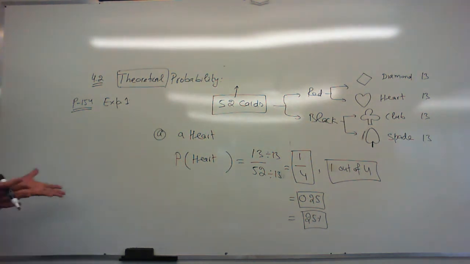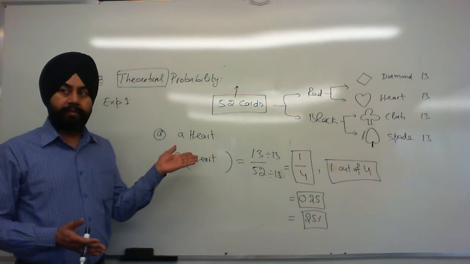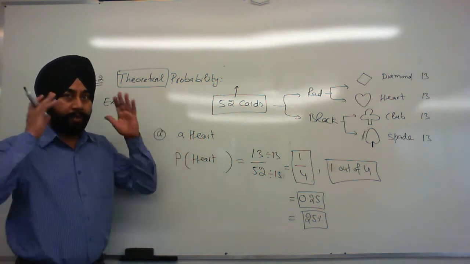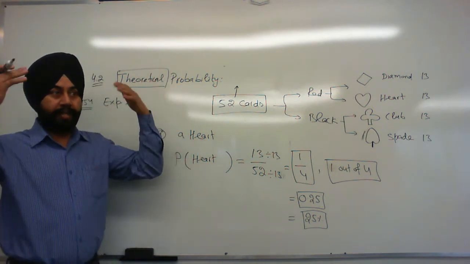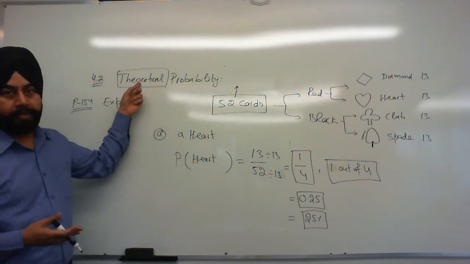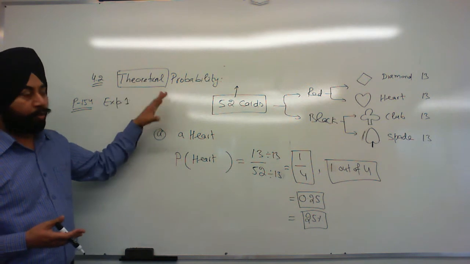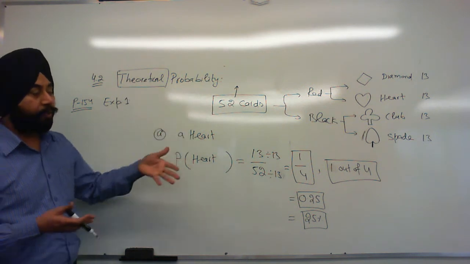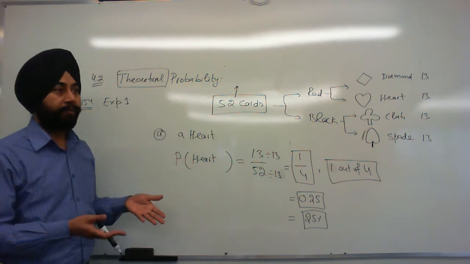Did you actually perform this experiment? No, it's all based on the chance. This is the ideal condition. That's why it's called theoretical probability. It's not experimental. You're not doing that actual experiment. This is what you are thinking that it will happen if you do it.